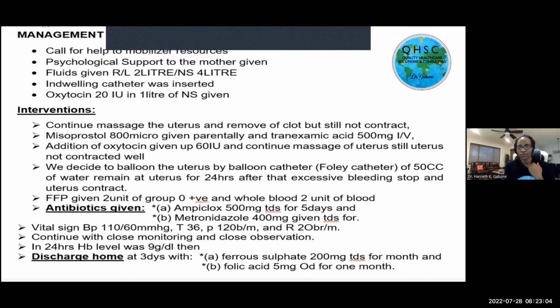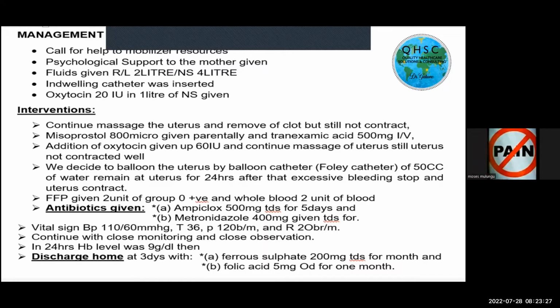So amoxicillin 500 for 5 days, and then Flagyl was given 400. And then vital signs at the discharge were probably 110/60, temperature was 36, pulse was 120, respiration was 20 breaths per minute. And then they continued closely monitoring this patient after 20.